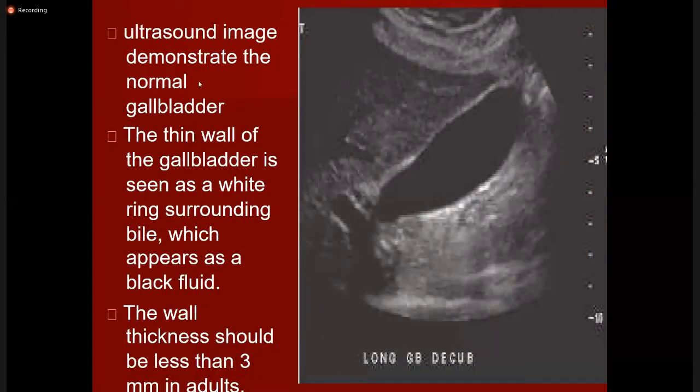Now, ultrasound imaging demonstrates the gallbladder as a thin-walled white ring surrounding which is bile, appears as black fluid. This is the black fluid. The wall thickness is usually 3 mm. Normally, you can measure the diameter of the gallbladder wall on ultrasound, basically.